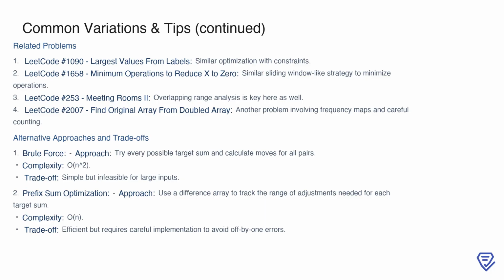When exploring alternative approaches, brute force is the most straightforward. You try every possible target sum and calculate the moves for all pairs, but with a complexity of O(n²), it's impractical for larger inputs. A more efficient option is prefix sum optimization. By using a difference array to track the range of adjustments needed for each target sum, you can bring the complexity down to O(n). However, this method requires careful implementation to avoid common pitfalls like off-by-one errors.